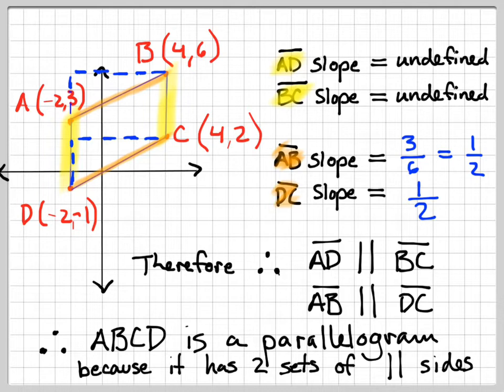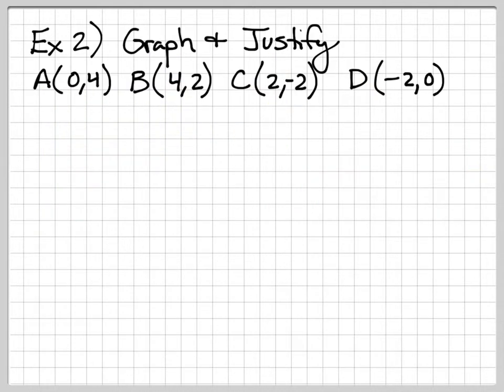Okay, flipping to a new screen, example 2. Okay, example 2, graph and justify. So go ahead, we're going to plot the 4 points. A is (0, 4), B is (4, 2), C is (2, -2), and D is (-2, 0). We're going to put those on an XY axis, and then we will see what it looks like and justify what we think it is. Okay, so I'm going to go ahead and make my XY axis. Okay, let's go ahead and plot the 4 points. And get in the habit of labeling them correctly, please.